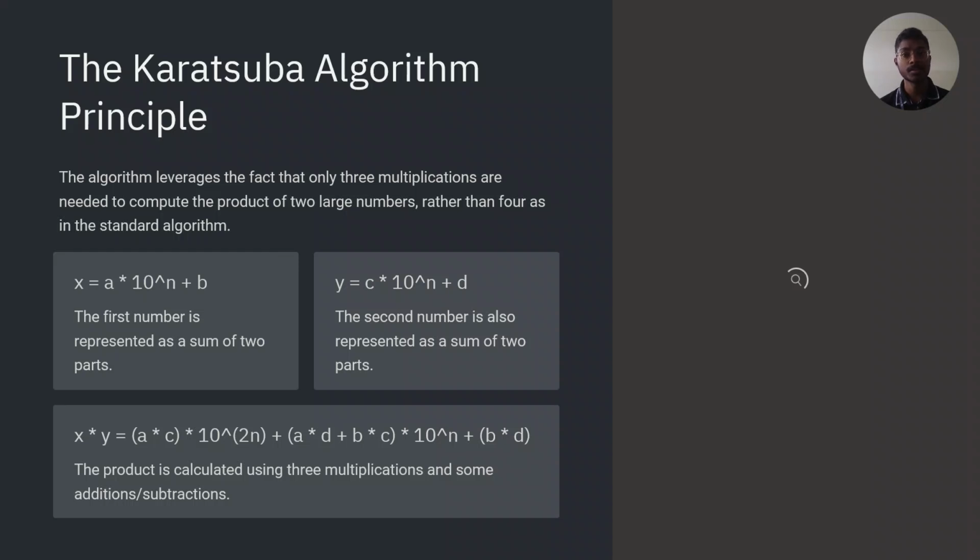Then let us understand the Karatsuba algorithm principle. The algorithm leverages the fact that only 3 multiplications are needed to compute the product of two large numbers, rather than 4 as in the standard algorithm. For example, you can see we have 3 different equations. The first number, x = a * 10^m + b, is represented as the sum of 2 parts. The second number is also represented as the sum of 2 parts. Then the final equation: the product is calculated using 3 multiplications and some additions and subtractions. This is what the Karatsuba algorithm principle is basically about.